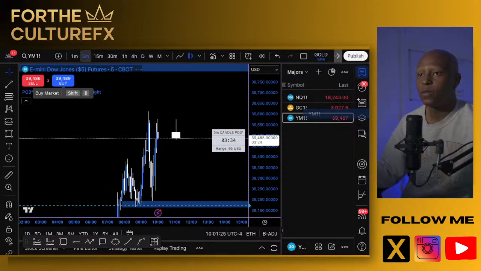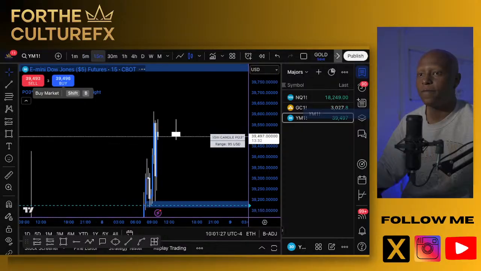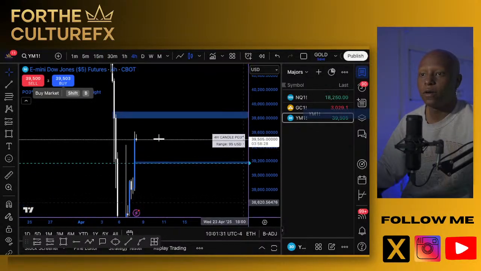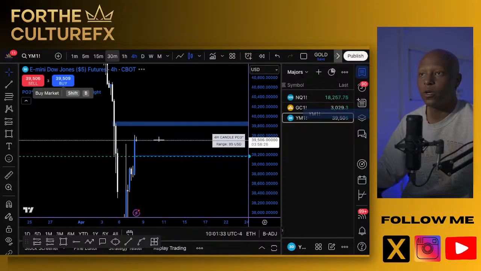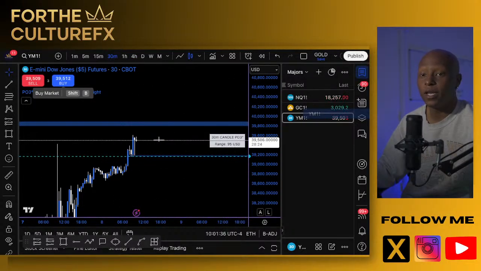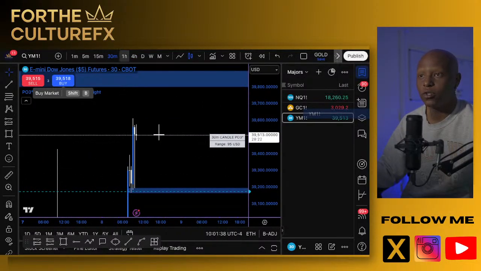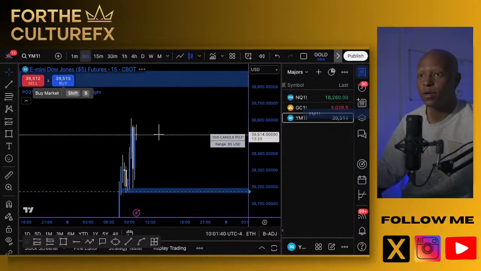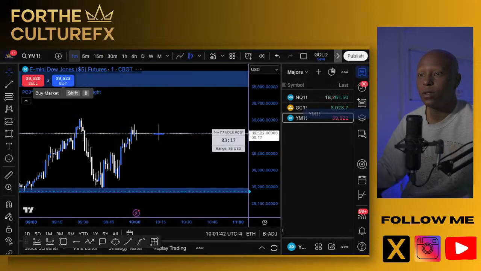You can see now we're opening up. The first 5 minute candle of this current 4-hour candle just opened up here. The 30 minute candle closed bearish with an extremely large bottom wick down there.